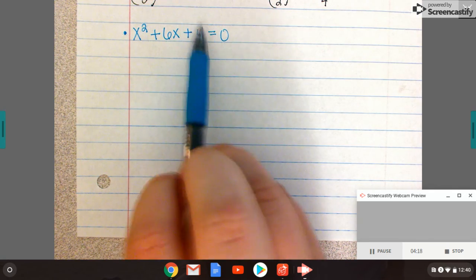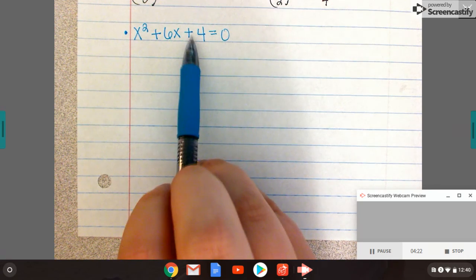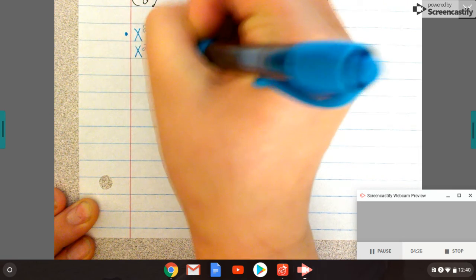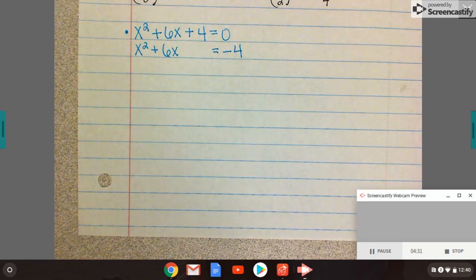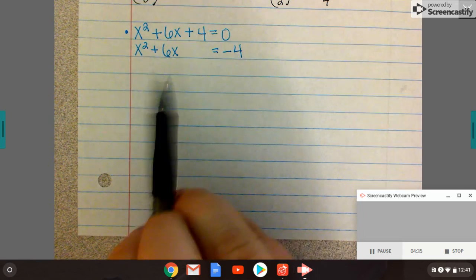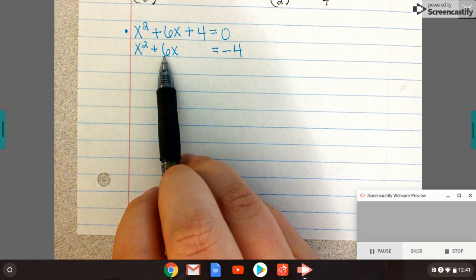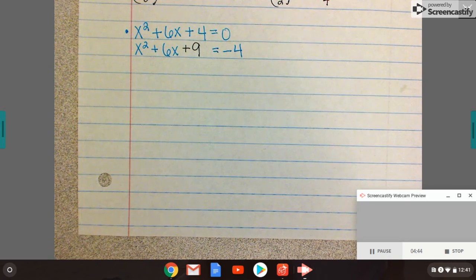Let's figure out what we want our C to be, and let's move the 4 out of the way so we have room for the C that I want to put in there. So let's move our 4 to the other side and give ourselves a spot for that C to go. We want our perfect C to be b over 2 quantity squared. So 6 divided by 2 is 3. 3 squared is 9. So I wanted this to be a 9. That'll make it work out nicely.